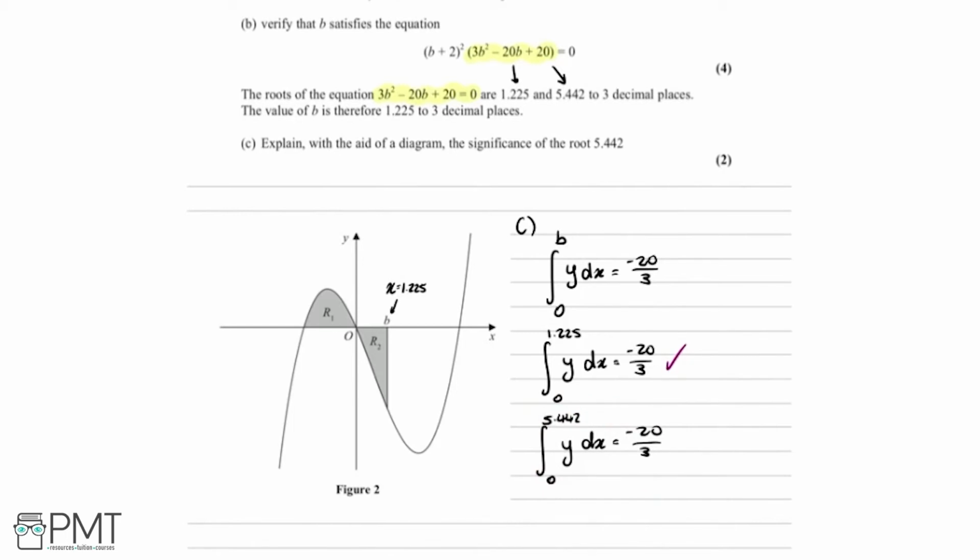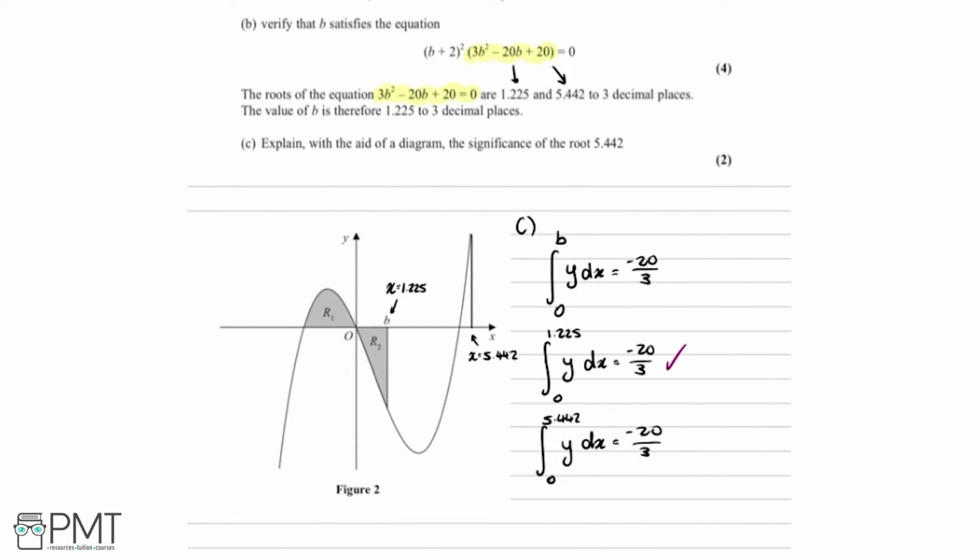And the reason for this is when we're integrating, any areas that are above the x-axis will be positive, any areas below the x-axis will be negative. So I'm going to roughly sketch on where 5.442 is. So that will be somewhere along here, so somewhere past this point, because we know this point is x equals 4. So this is x equals 5.442. So when we're integrating between 0 and 5.442, we've actually got a positive area here and a negative area here. And then when you combine them together, we turn out with minus 20 over 3.